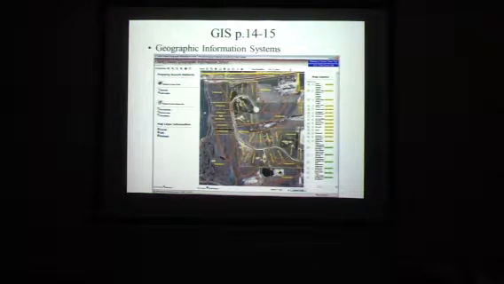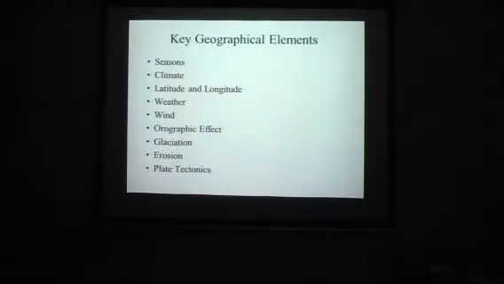Another part of geography, which you can find on page 14 and 15 in your book, is GIS, or Geographic Information Systems. And it's the use of computer programs to help you analyze geographical data. It could be elevation, it could be property ownership, it could be things such as race or age. There's a lot of data associated with the location.